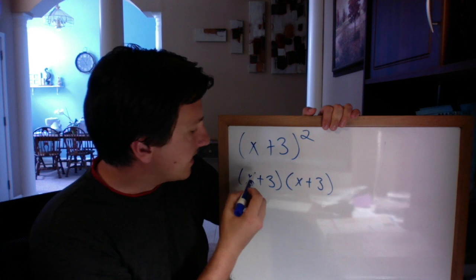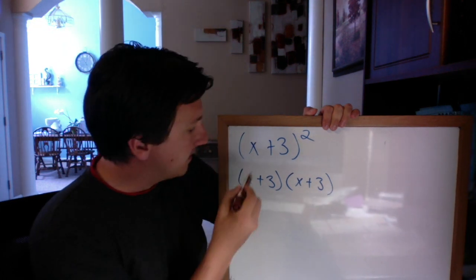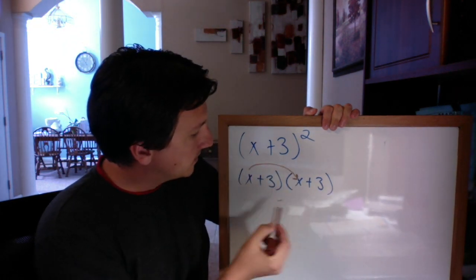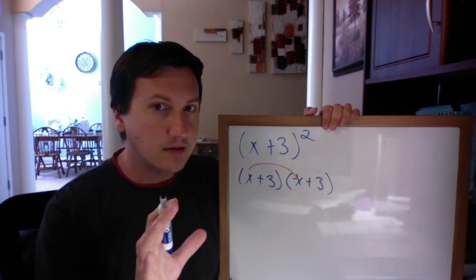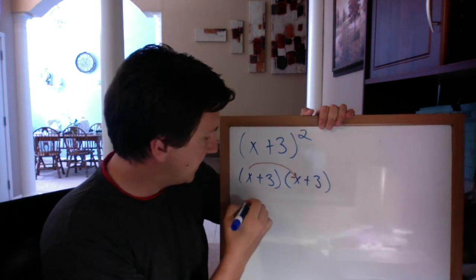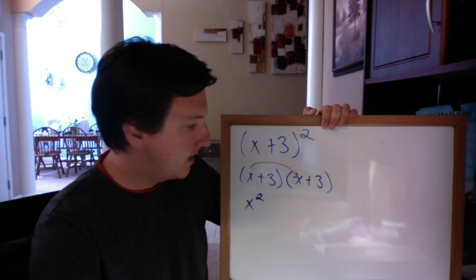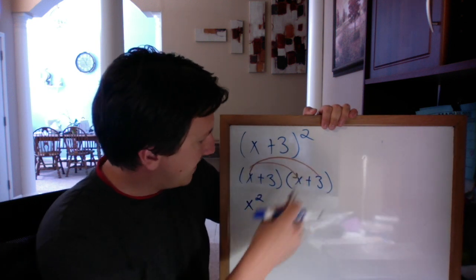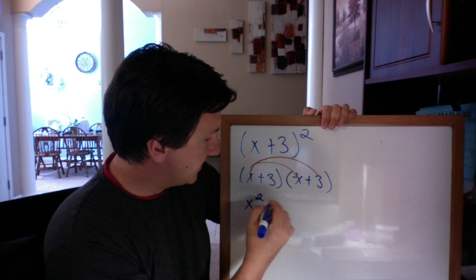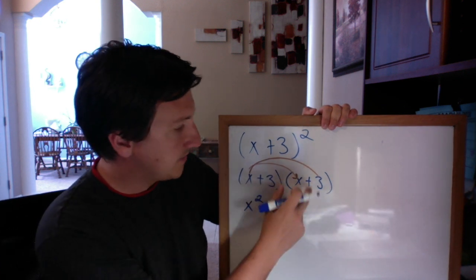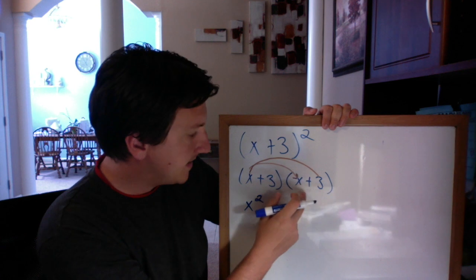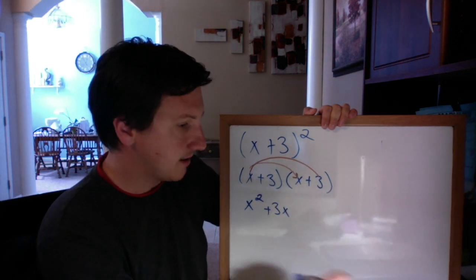So again, let me get a different color here. First would be x times x. That's not 2x, right? That would be x plus x. x times x is x squared. And then the outer, x times 3 is 3x. So it's plus 3x. And I know it's plus because it's positive, even though I'm multiplying them, I still follow the same sign that's there.